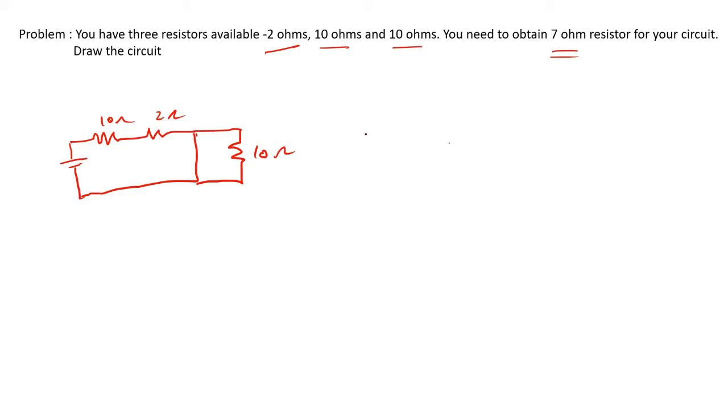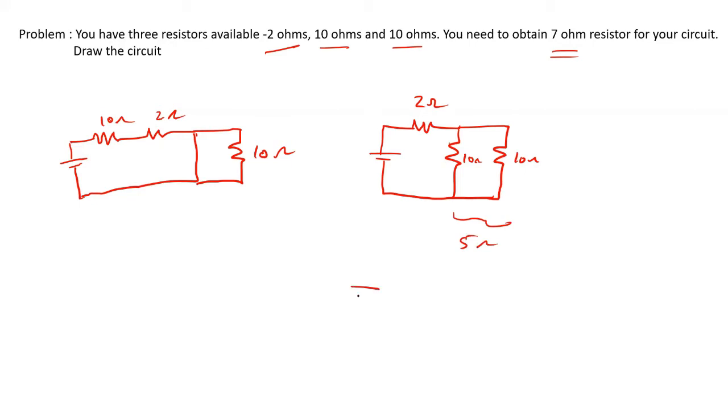Okay, so I will give you another diagram. This is 2 ohms, and I have a 10 ohms and one more 10 ohms. Kindly check whether this will give 7 ohms. So I have 10 ohms and 10 ohms in parallel, and those two are in series with 2 ohms. Yes, sir, 7 ohms. These two in parallel provide 5 ohms, and 5 plus 2 in series gives an equivalent of 7 ohms.